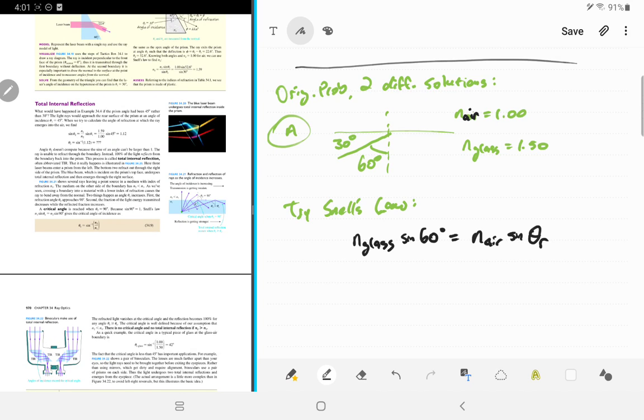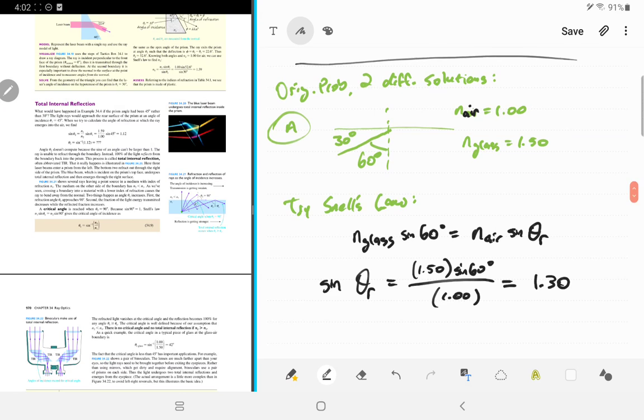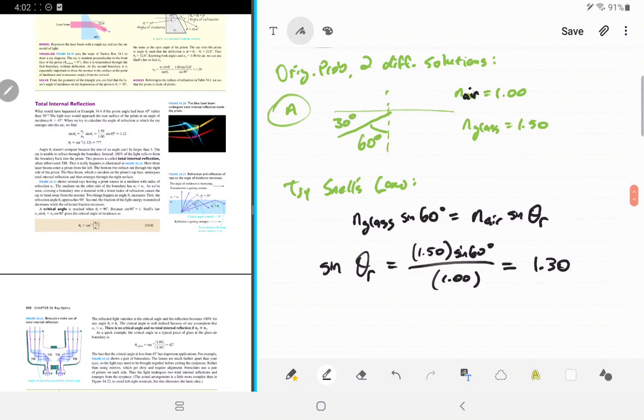Okay, so plugging in numbers here. It looks like sine of theta r is equal to n glass times sine of 60 degrees, so 1.5 times sine of 60 degrees, divided by n air, which is 1.00. And that's 1.30. So sine of our theta refracted is 1.30.